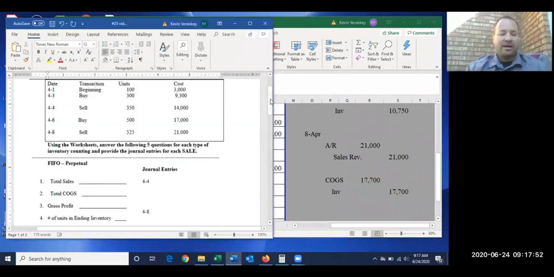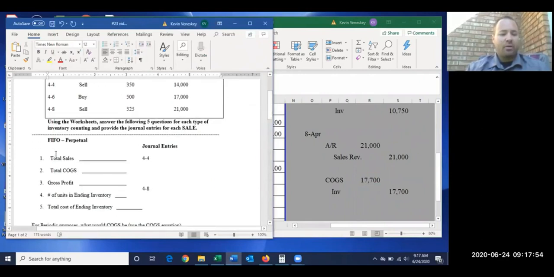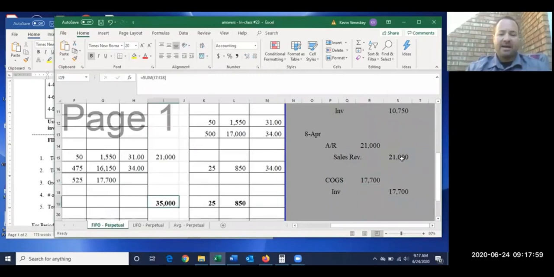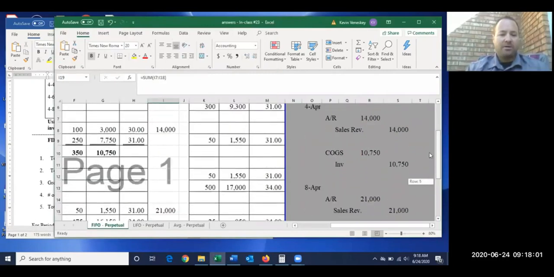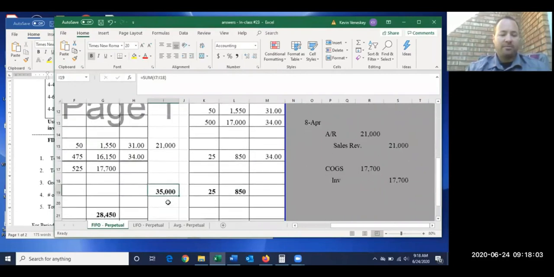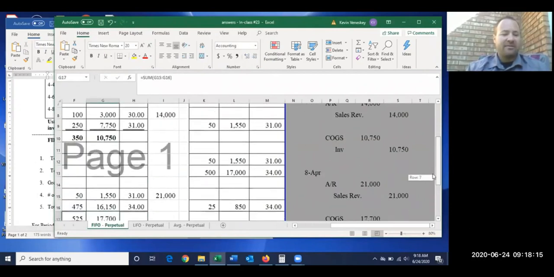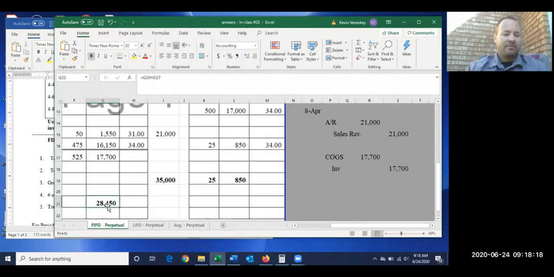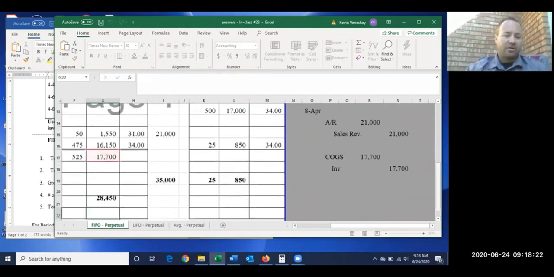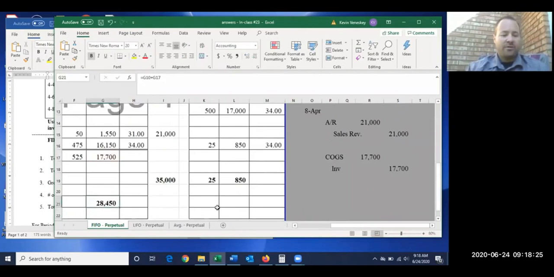Now I got everything I need to answer the final 5 questions. My total sales, I added up my sales total column here, the 14 and the 21. So I made 35,000 in sales. My total cost of goods sold, I did the same thing. I added up my 17.7 and the 10,750. When I add those up, I get the cost of goods sold, 28,450.